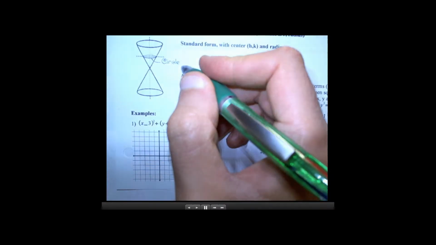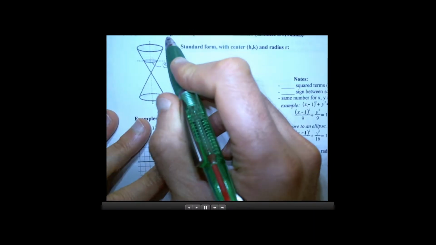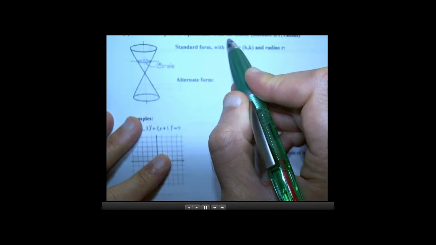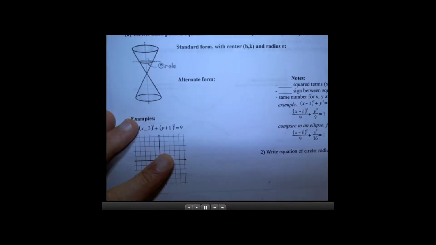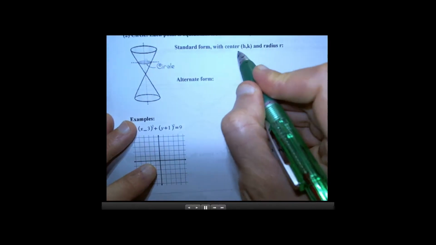So in a circle, of course, we know that each point is equidistant from the center point. That's r, the radius. So let's go ahead and take a look at the standard form with a center (h, k) and radius r.